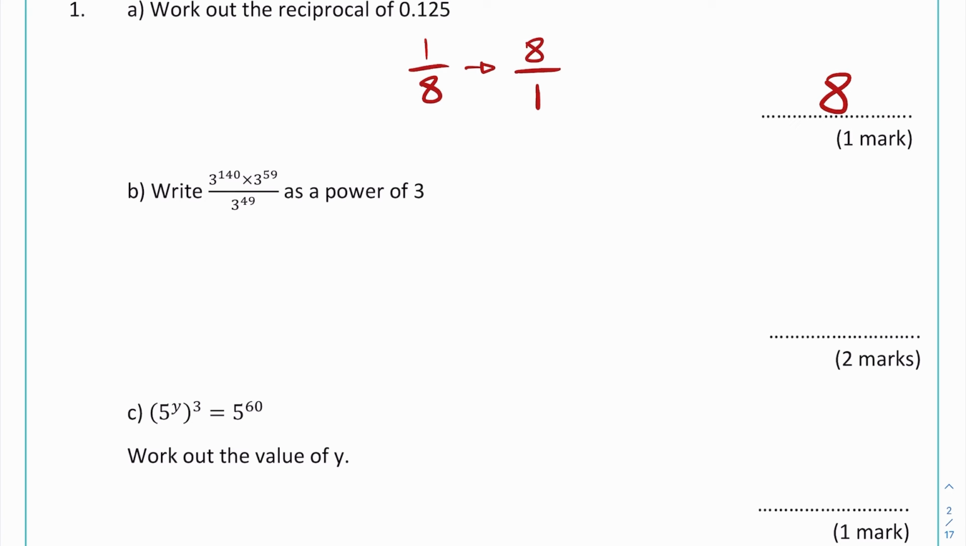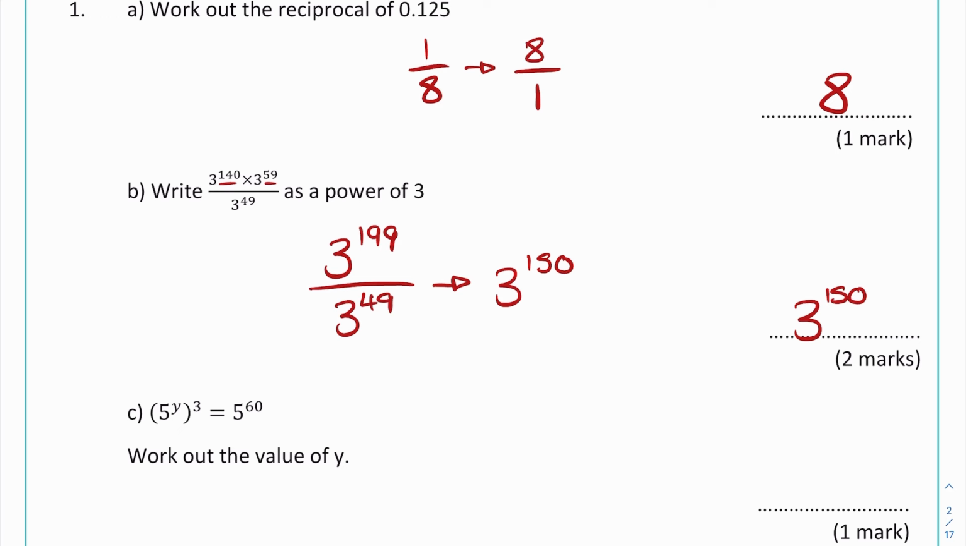We know that when we are multiplying, we need to add the powers. So we've got 140 and 59. Now if we add those together, that gives us 3 to the power of 199. That's our numerator. On the bottom we've got 3 to the power of 49. We know that when we're dividing, you subtract the powers. So we have 199, take away 49, that leaves us with 3 to the power of 150. It says to leave our answer as a power of 3, so we would just write 3 to the power of 150, and there we go, written as a power of 3.